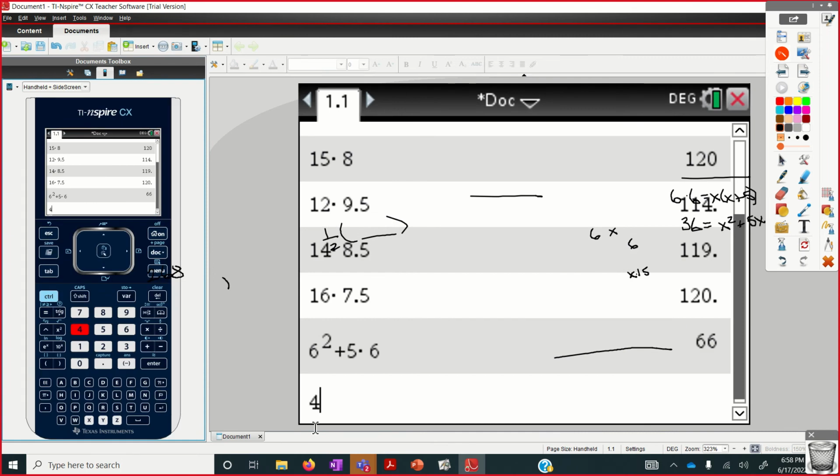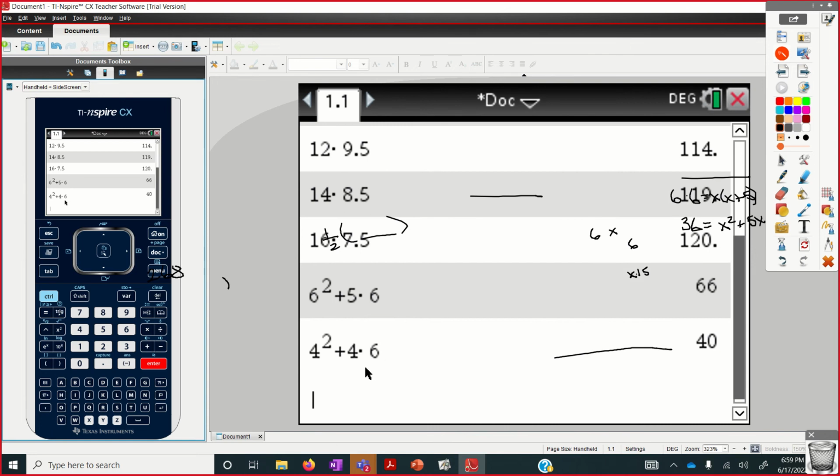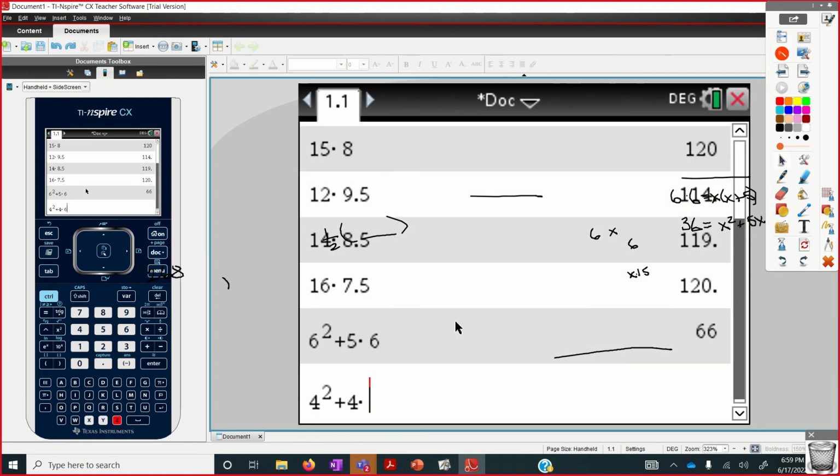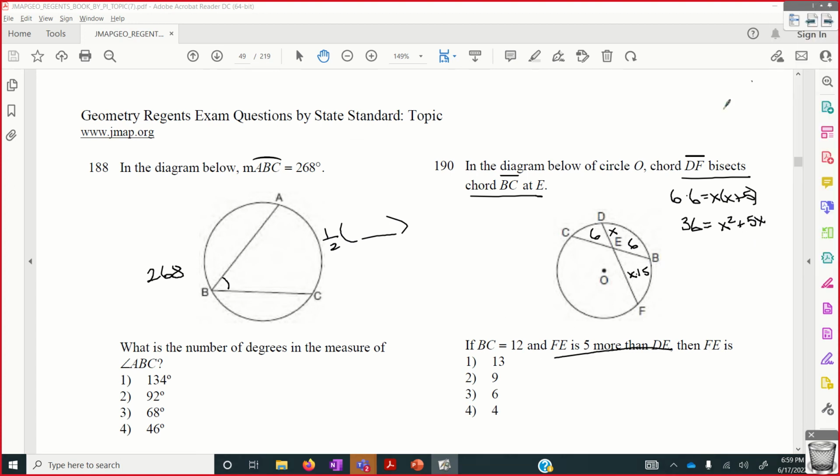Okay, so 4 squared plus 4 times 5, which is the other side of the equation. There's our 36. That's how we know that this is going to work. So you can just guess and check. However, we always want to know how to do it mathematically.